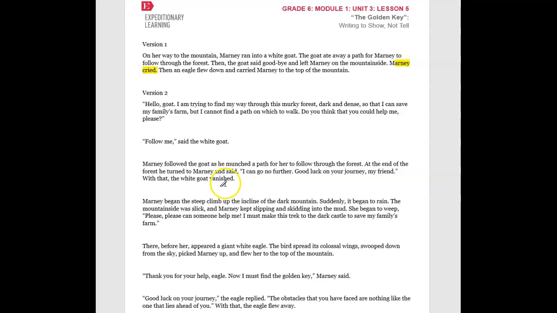What a good word there, vanished. Instead of the goat saying goodbye and leaving, and right here, the goat said goodbye and left Marnie.